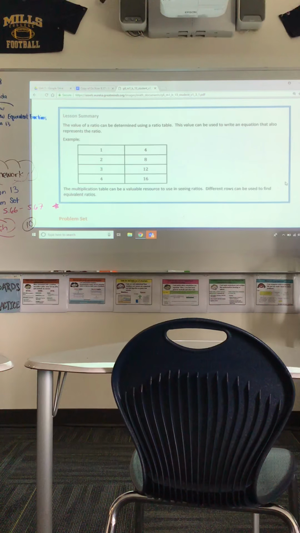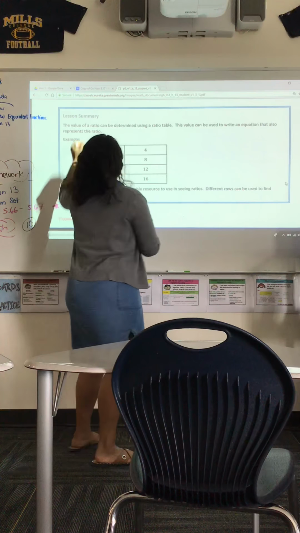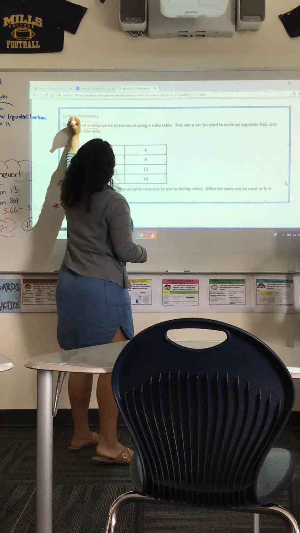All right. So this is the lesson summary. That talks to you about what you should have learned in my class today. So the lesson summary is the value of a ratio. AKA, when we talk about the value of a ratio, what we're really talking about is when we write that same ratio as a fraction.